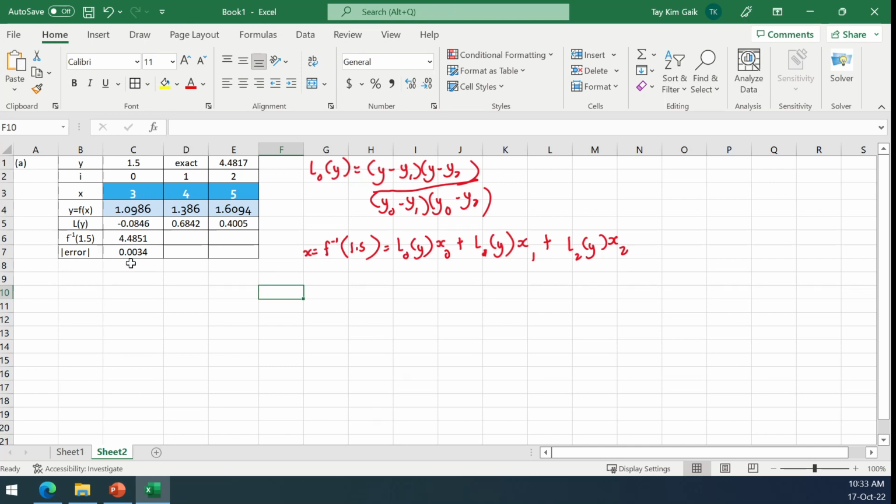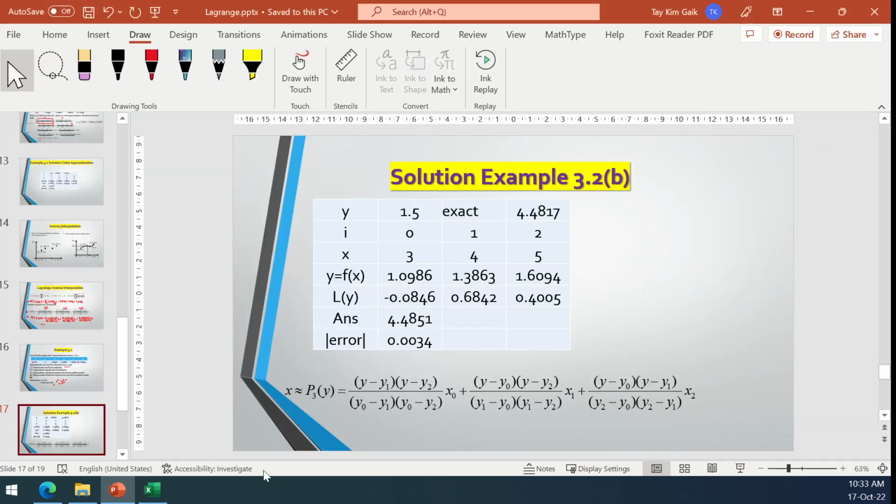So when you solve inverse, just be careful. L is a function of y. Don't click x. If you click x, you're doing the interpolation, meaning you're doing when x is 1.5, what's the y. So x of 1.5 is not outside the list. So make sure you are clear in mind whether you are doing interpolation or inverse interpolation. So this is question A.